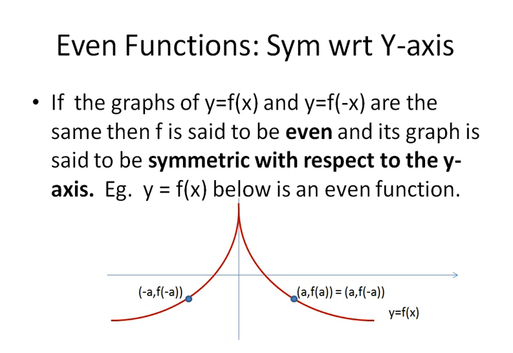The function y equals f of x below is an example of an even function. Notice that the point (a, f(a)) is identical to the point (a, f(-a)), because f of a and f of the opposite of a are at the same level horizontally. This ends Horizontal Transformations Part 1.